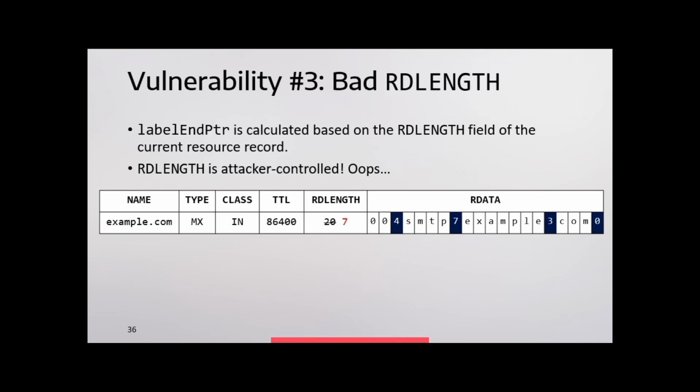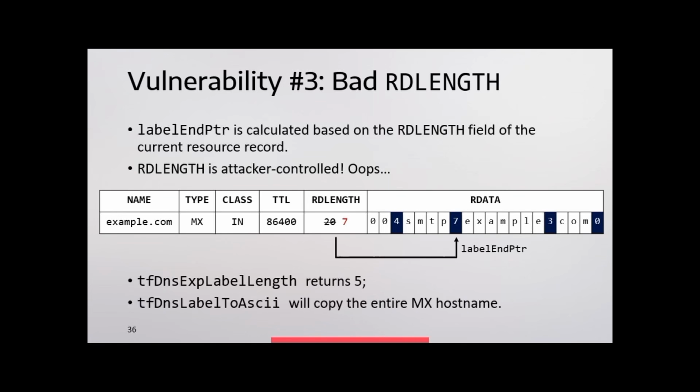So here, for example, you can see a resource record. So instead of specifying 20 as the RD length, we specify 7, and label nptr will point here in this case. But expand label length returns 5, and tfDnsLabelToAscii will copy the entire MX hostname, thus overflowing our buffer.